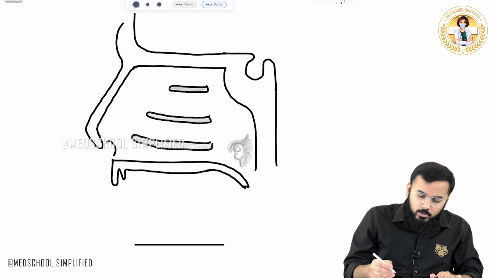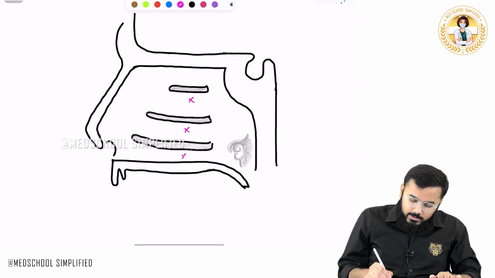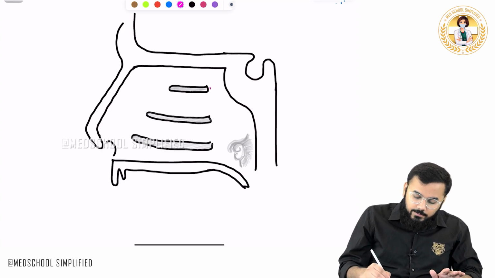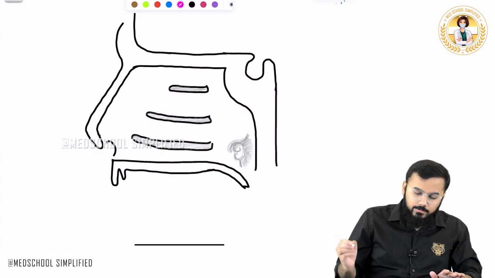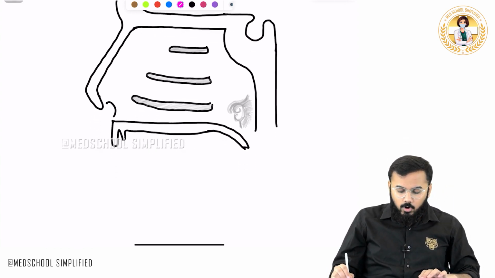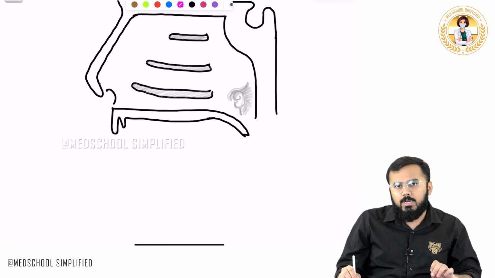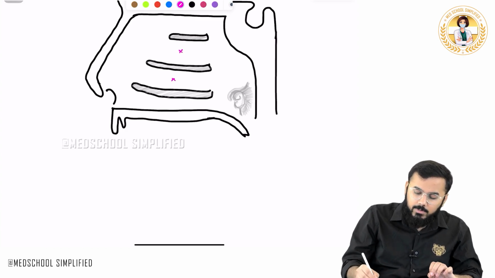See, this one is called the superior meatus, this is the middle meatus, this is the inferior meatus, right? So you know these three things. Next, this one is called the superior concha, middle concha and inferior concha. These are the things you should know. Now if you look below the middle concha, which meatus have you got? You have got the middle meatus.